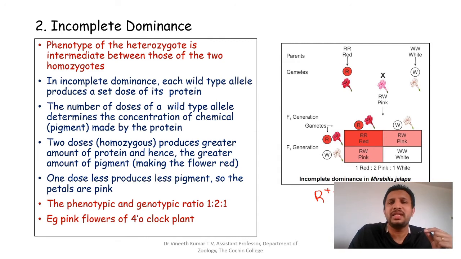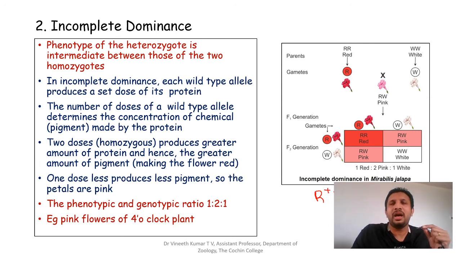As a result, an intermediate color was observed in this particular case, and that color is called the pink color. So one dose less in the heterozygote produces less pigment, so that the petals of the flower of the heterozygote appear pink. And here there will be a change in the phenotype or phenotypic ratio.